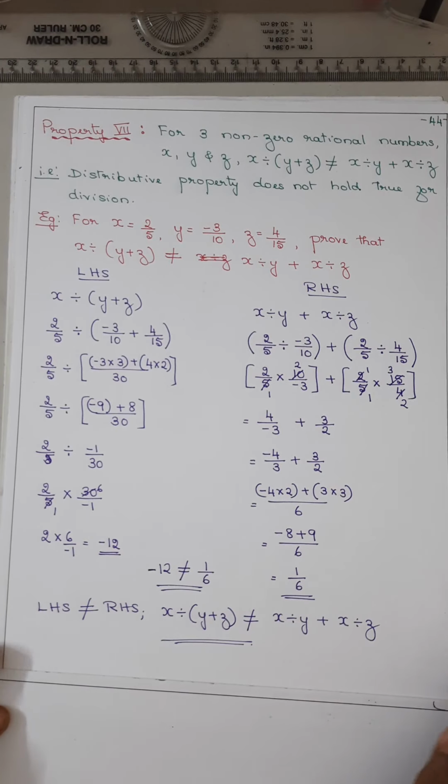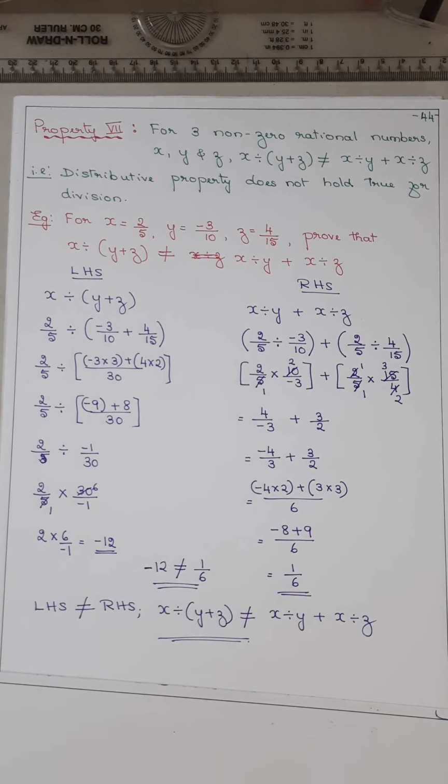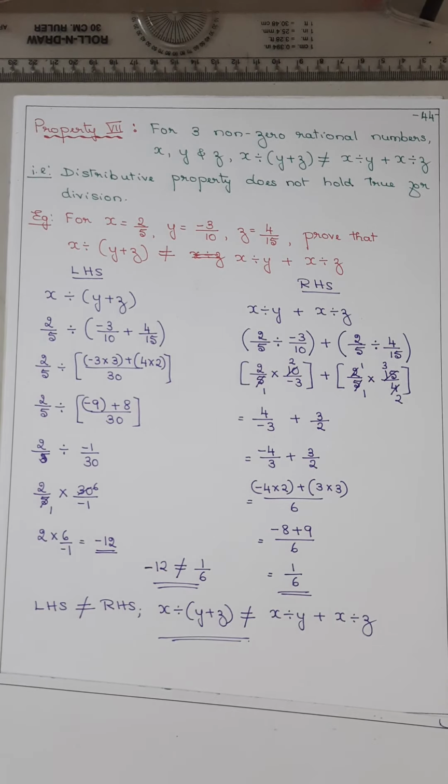Is it okay? So these were the examples and the properties of division of rational numbers. Hope all students understood. So you have to understand the properties of the rational numbers. Sometimes the question will be asked, which type of a property is it?